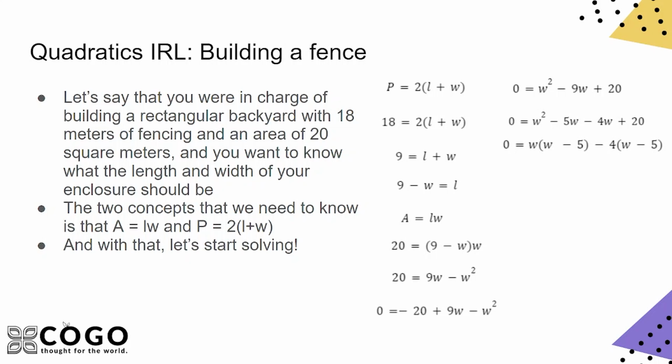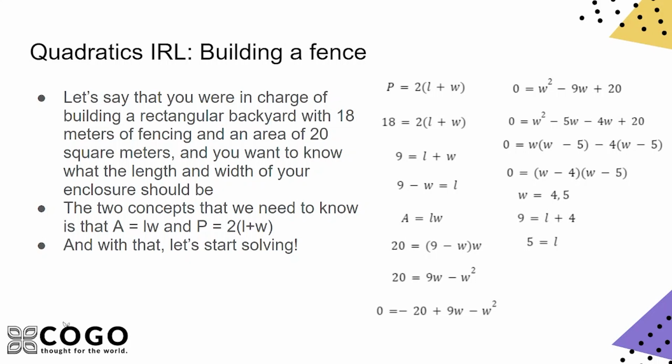Once we have split up the term, we can factor out values from both binomials such that the expression in the parentheses is W minus 5. Factoring out the W minus 5, we get the final equation of 0 equals (W minus 5) times (W minus 4). And we can figure out that the width is either 5 meters or 4 meters.